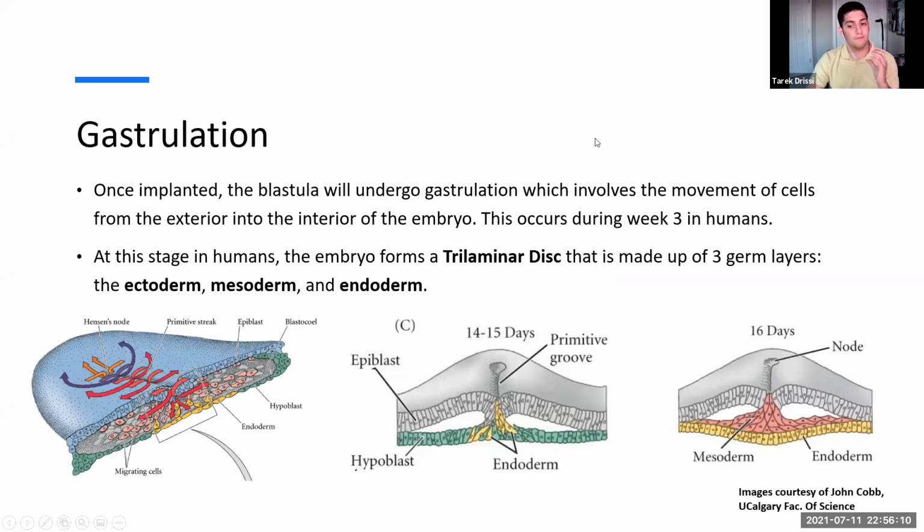Okay, so from that inner cell mass, we get this process called gastrulation. I know there's this funny quote that one scientific thinker said.